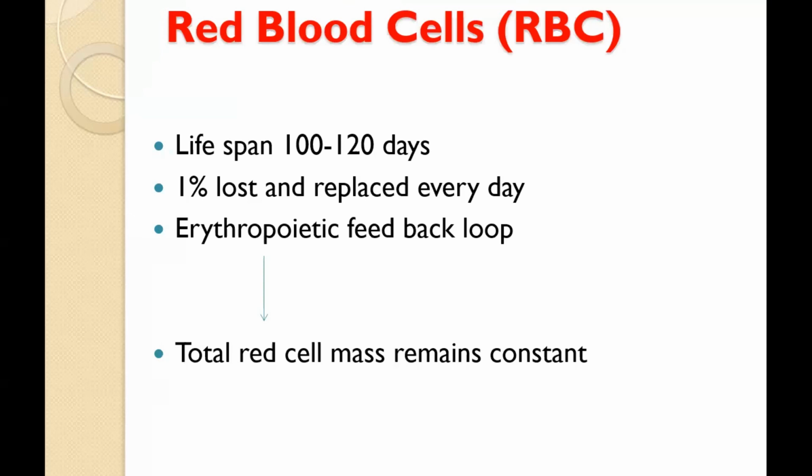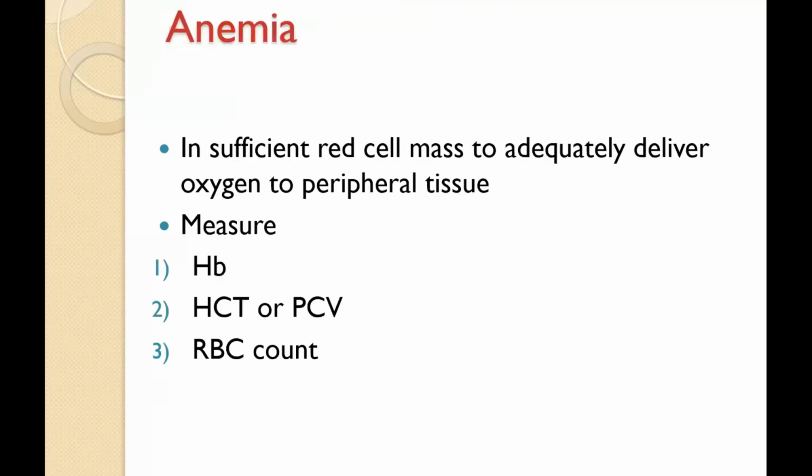See, after these cases, we will discuss briefly our approach. Lifespan of the RBCs is 120 days, 1% lost and replaced every day. And through the erythropoietic feedback loop, total red cell mass remains constant. And what is anemia? Simplest definition is insufficient red cell mass to adequately deliver oxygen to peripheral tissues. We are measuring either hemoglobin or hematocrit or RBC count. Hematocrit or PCV, these are the same thing.